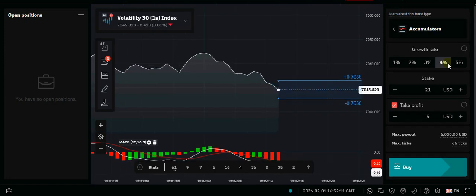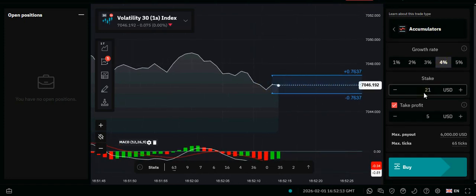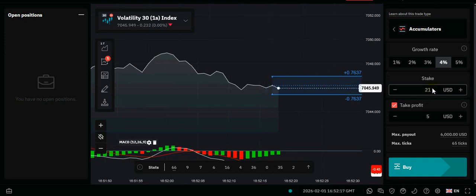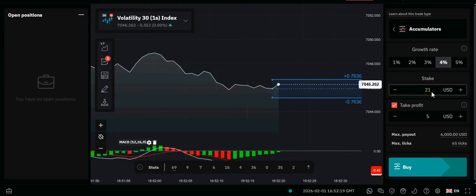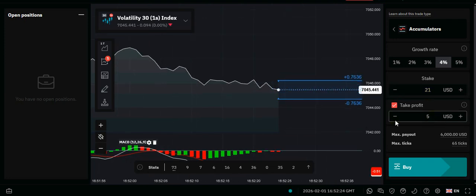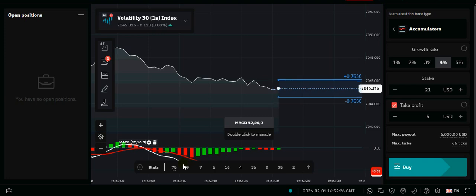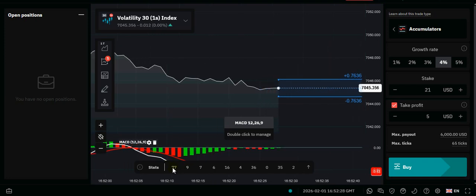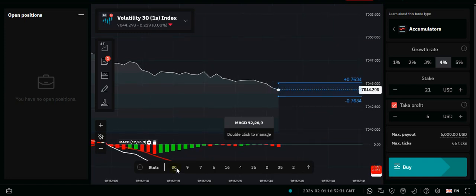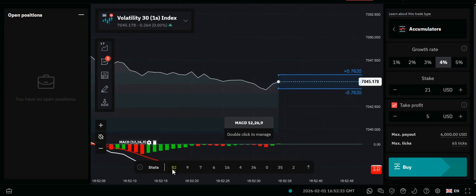That's the trade type. Growth 4%. I'm going to be staking 21. It depends on the amount you have in your account. You can stake 5, you can stake $1, you can stake 30, 100. You're going to set the take profit to 5 USD. We're going to be buying when this is between 20 to 26. You can see it's currently at 80, so you have to be patient. It has to be between 20 to 26.